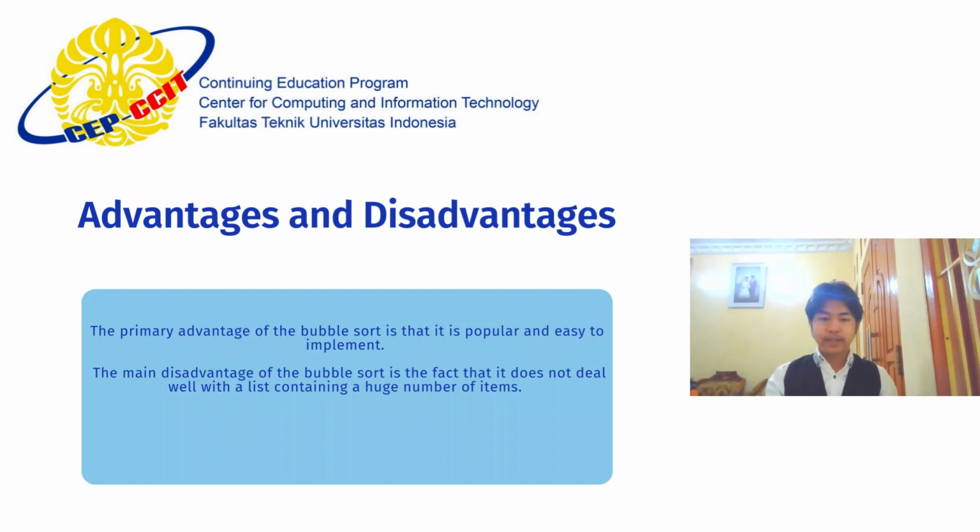Advantages and disadvantages of bubble sort. The primary advantage of bubble sort is that it is popular and easy to implement. Furthermore, in bubble sort, elements are swapped in place without using additional temporary storage, so the space requirement is at a minimum. The main disadvantage of bubble sort is the fact that it does not do well on a list containing a huge number of items.